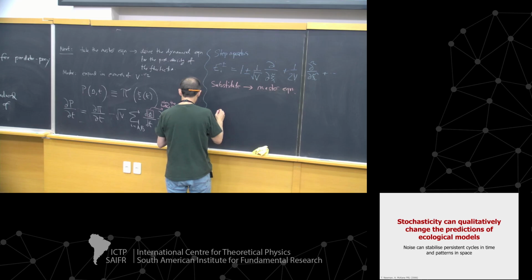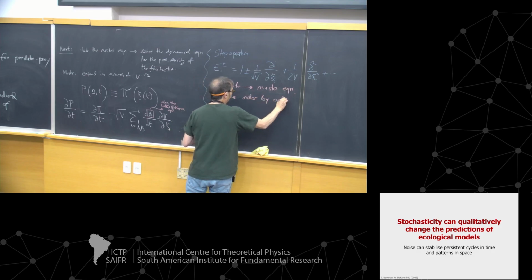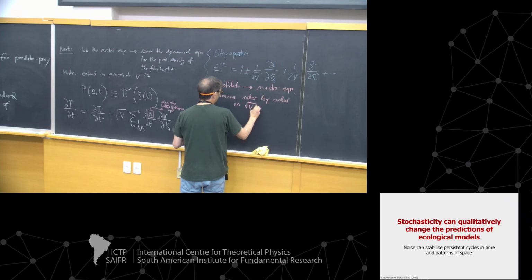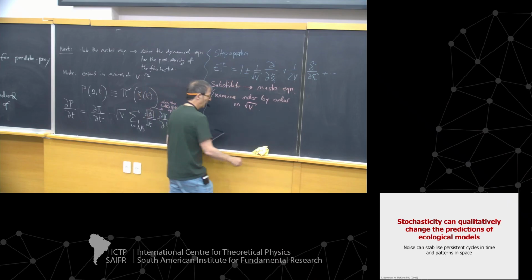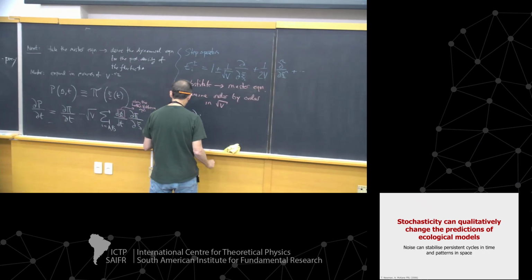and then examine order by order in our expansion parameter, which is going to be the square root of V. So let me write down what you get at order square root of V. So at order square root of V, the equation you end up with is this one.